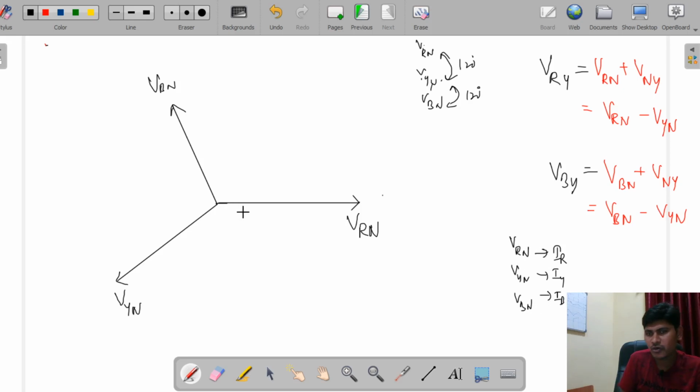Now let me draw phasor IR. This is phasor IR. That is, IR lags VRN by an angle phi. Similarly, let me draw IY. IY lags VYN by an angle phi. This is IY.